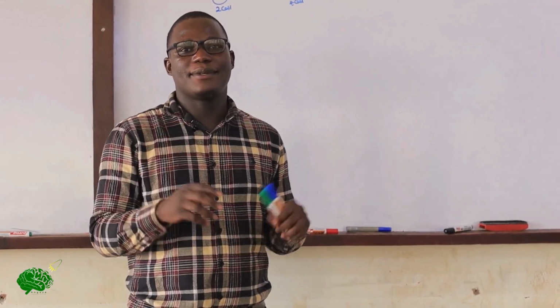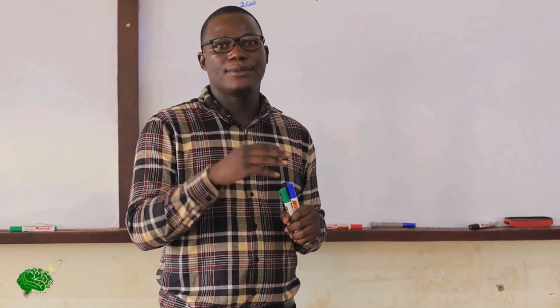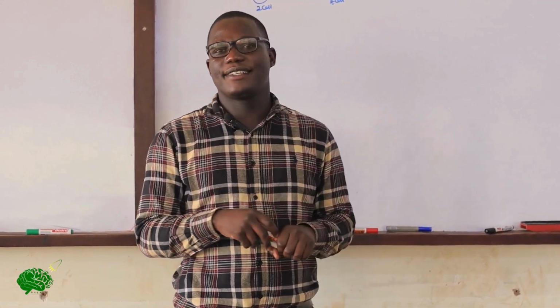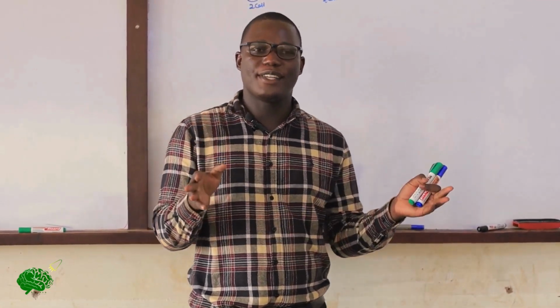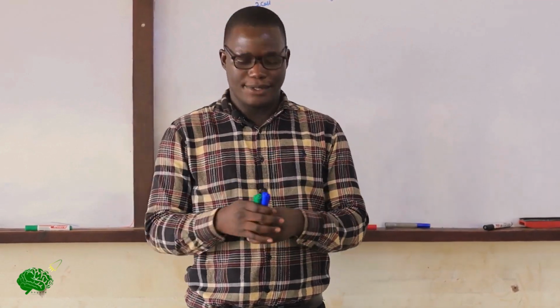Okay, finally we shall look at what we call twinning. Twinning is development of two embryos within the uterine cavity. We have two types of twinning. One is dizygotic twinning, and the other one is monozygotic twinning.